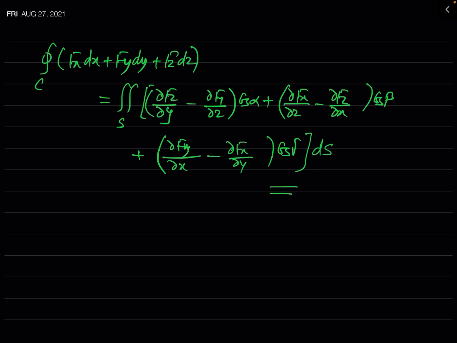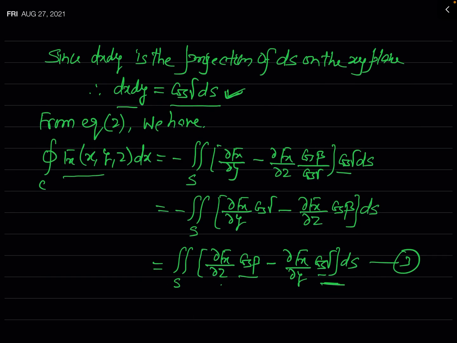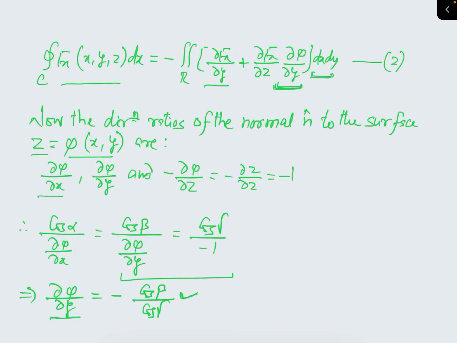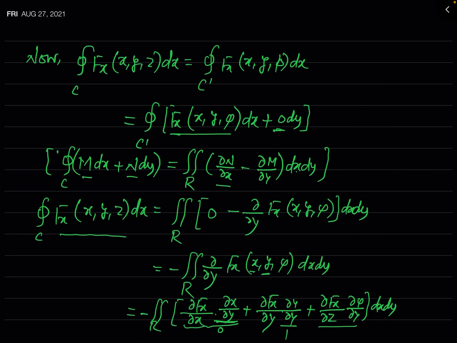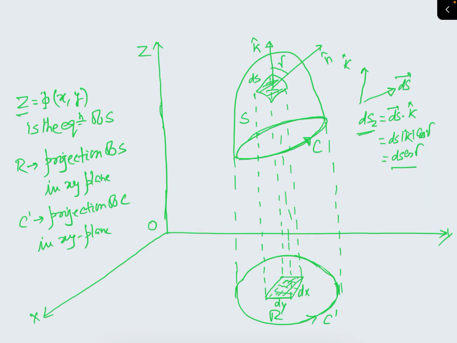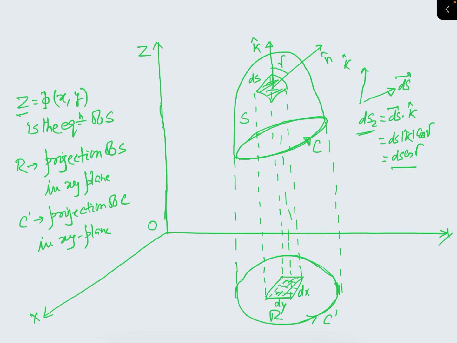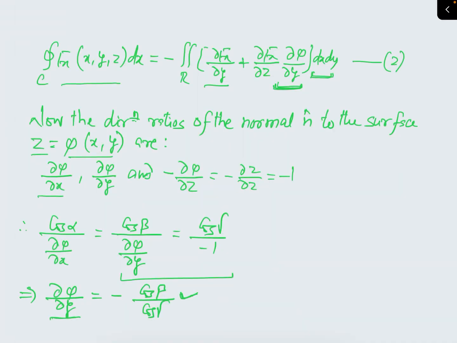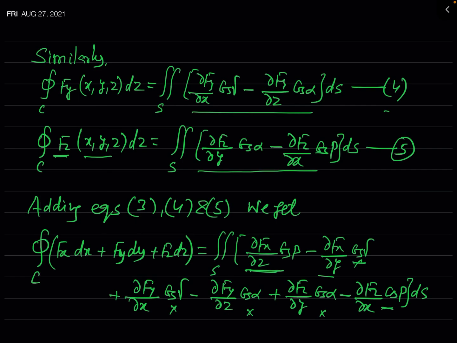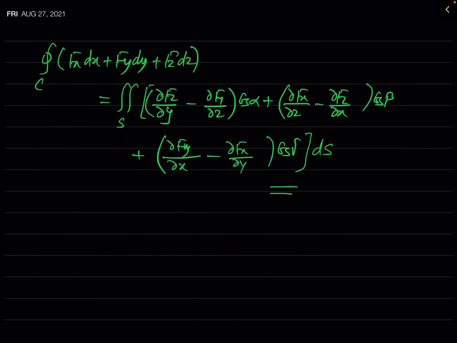Now you can see this result is nothing but the alternative mathematical form of the Stokes theorem. See here, I have written it in this equation. So you can see I have just proved the mathematical form of the Stokes theorem here, and in this way you can easily prove Stokes theorem.